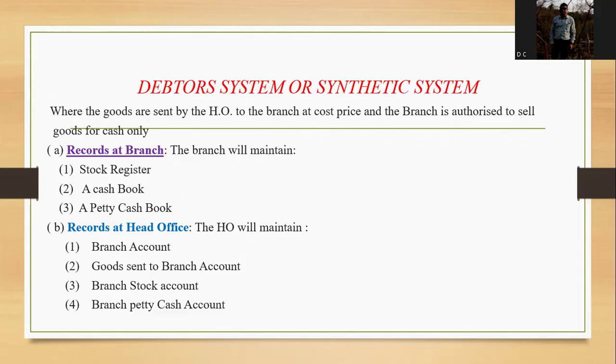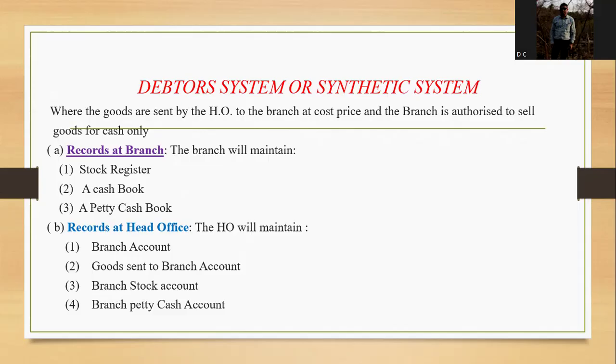Then there is another book to be maintained by the branch: the petty cash book. The petty cash book is used to record the receipt of cash from the head office and the petty expenses of the branch itself. The amount of periodical expense is remitted by the head office to the branch. So these are the records at the branch. And regarding records at head office, the head office will maintain the following four accounts when it sends goods to the branch at cost price only.